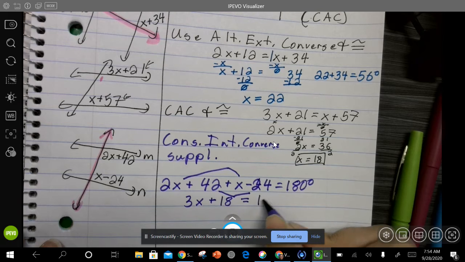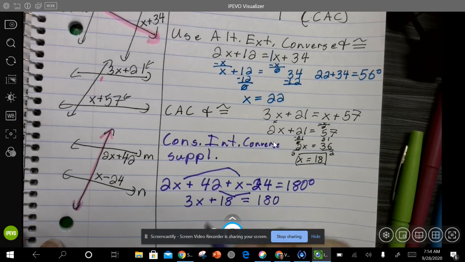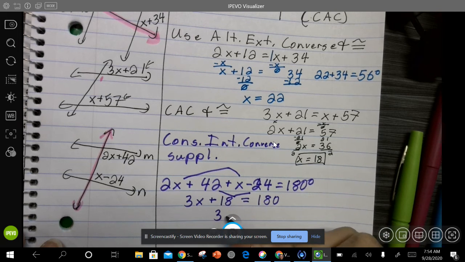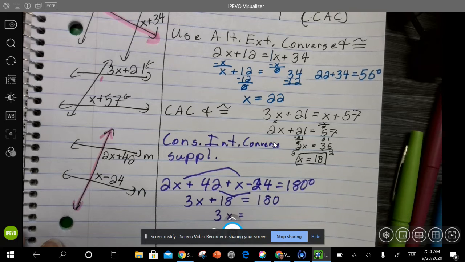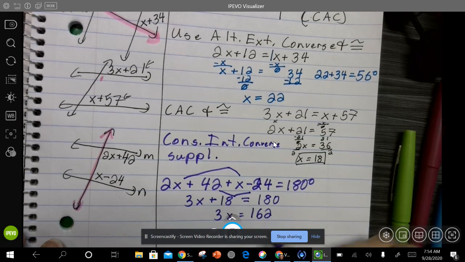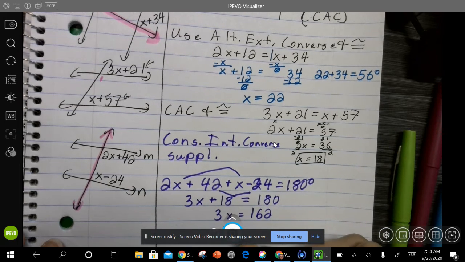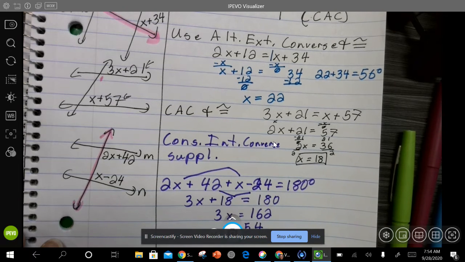Plus 18 is equal to 180. Subtract 18 from each side to get 162. Divide 162 by 3 to get 54.